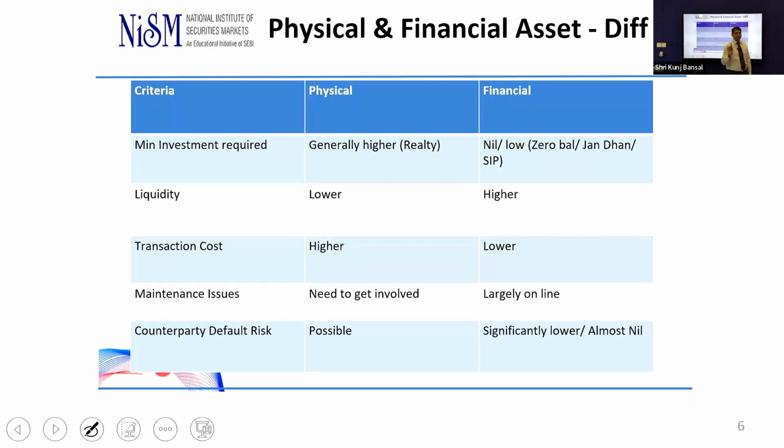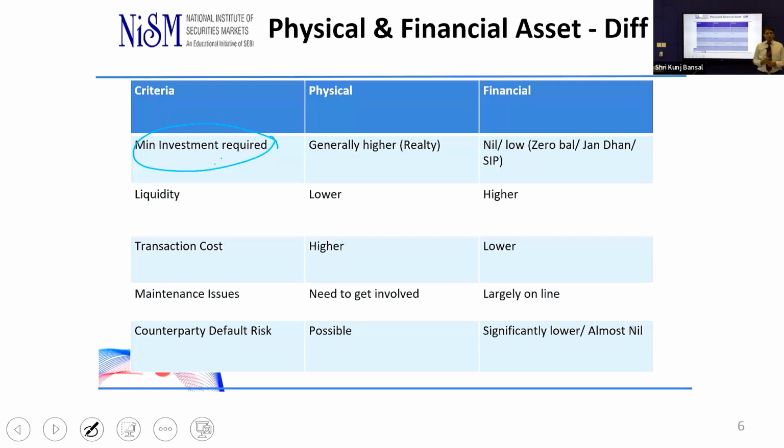So these are the main points of difference between financial assets and physical assets. First of all, this point nobody covered: minimum investment required. As I have written, in physical it is generally higher. In financial, it's quite low. Why is it higher in physical?